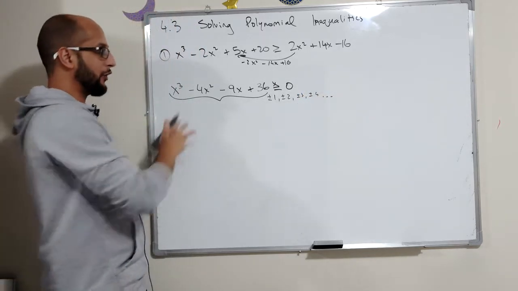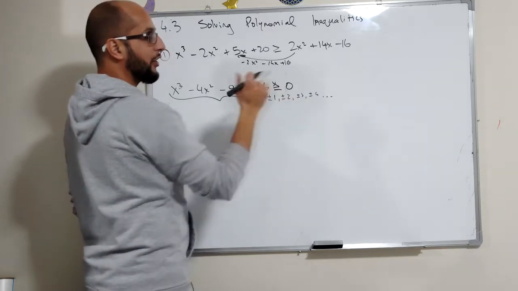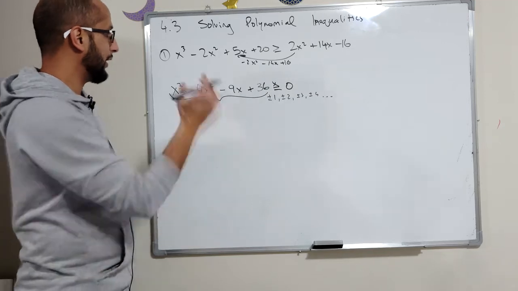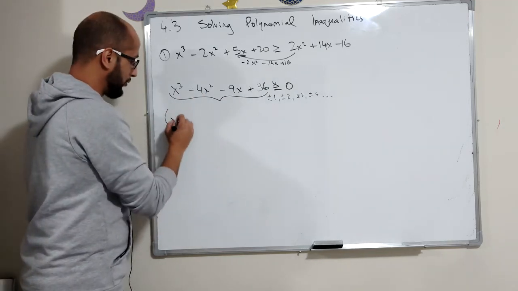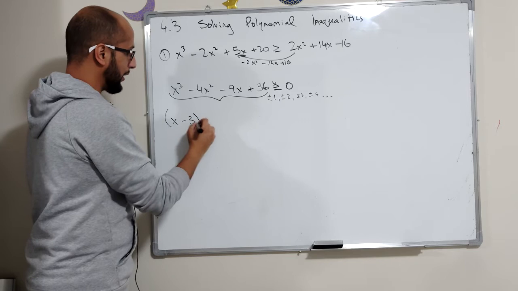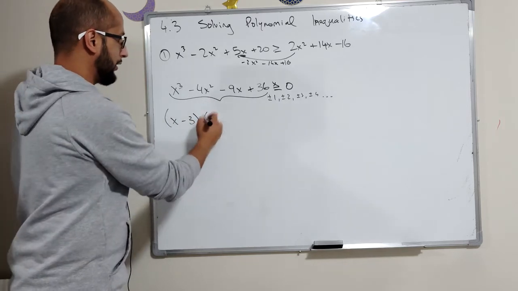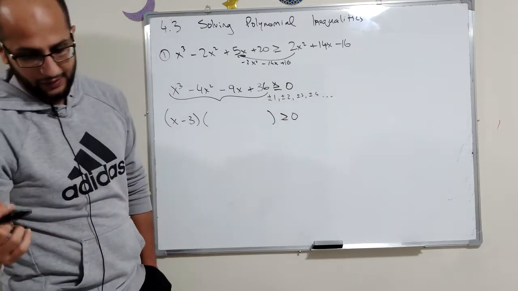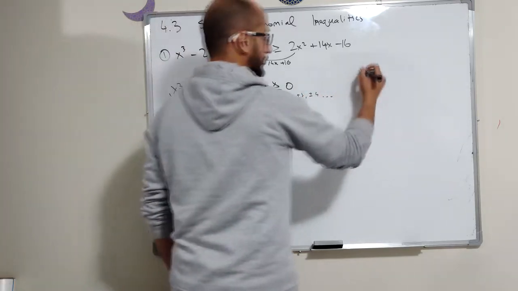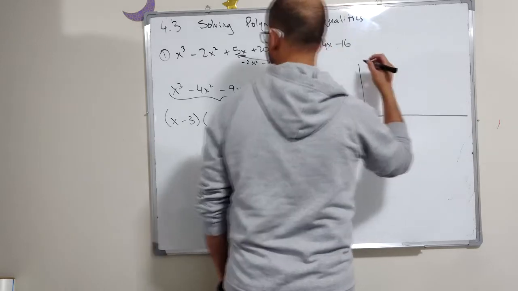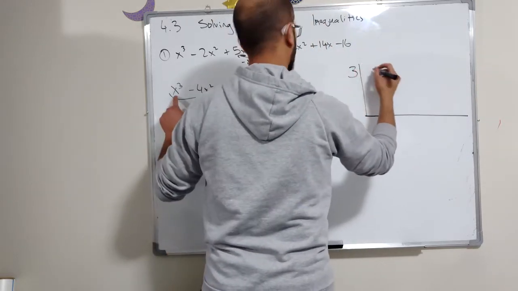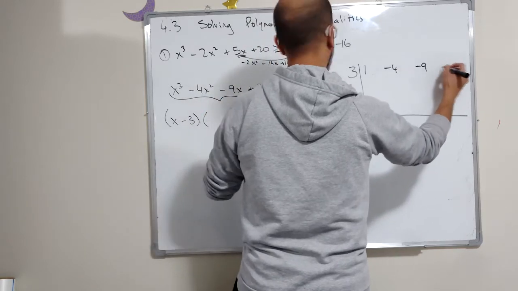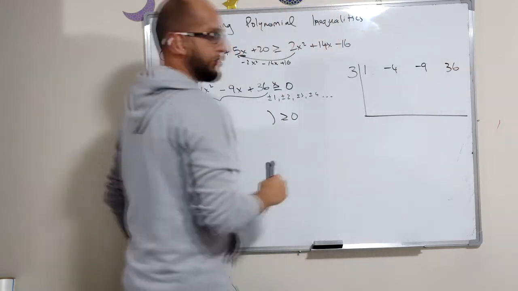Now, I've already done the work for this, so I know that 3 is a factor. So we're going to go ahead and simplify this down to include x minus 3, and then the rest of it we are going to solve for using synthetic division. So let's go with synthetic division here. 3, 1, negative 4, negative 9, and 36.